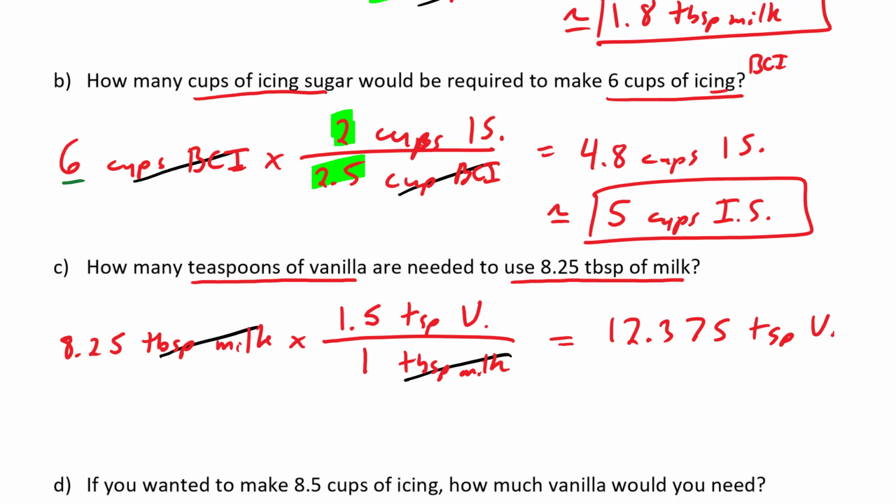Significant digits now. Remember I said everything from our recipe was exact numbers. I have 3 digits here. Going to round that off to 3 digits. That's a 7, so it rounds up. This is approximately equal to 12.4.